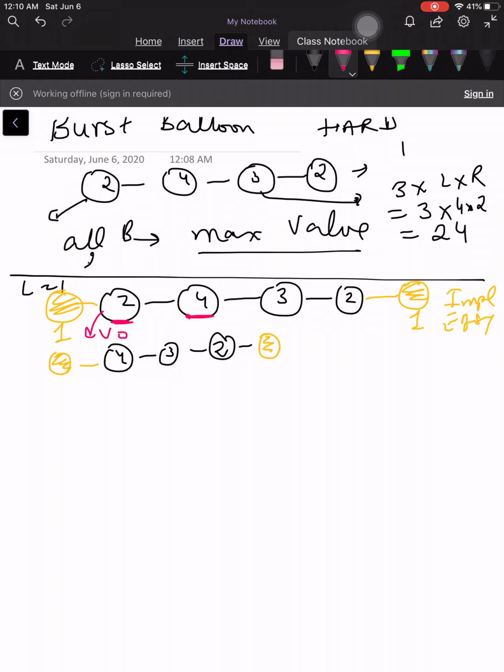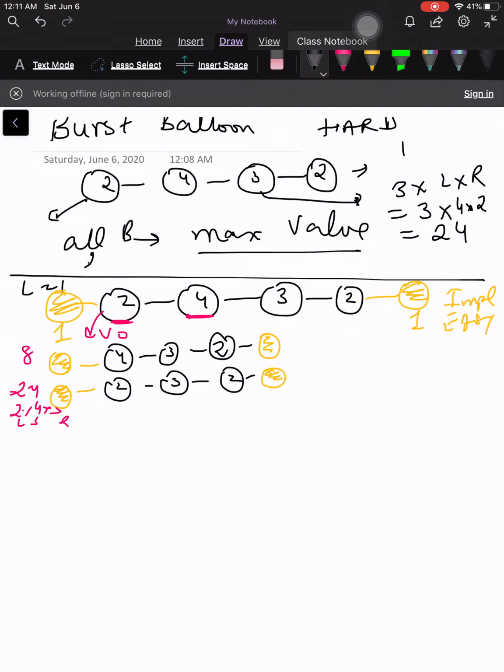Now let's say we burst balloon 4. What is the case now? The case will be this one. Then the next balloon is 2, next balloon is 3, next balloon is 2, next is a stable one, right? The points for the first one are 2 times 1 times 4, which is equal to 8. For the second one it is 2 times 4 times 3, which is 24, right? This is left, right, self. So this is the case.